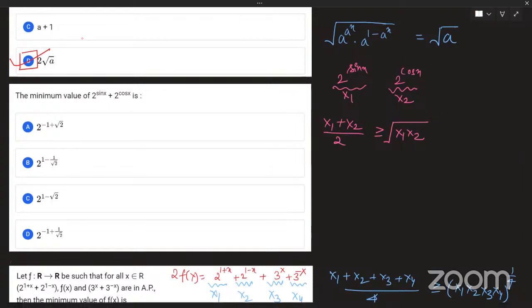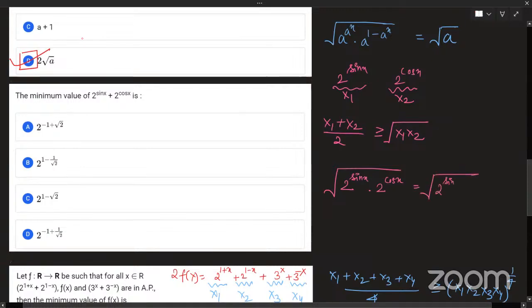Now help me calculate the value of square root of x1 into x2. Can you help me do this? So we have square root of x1 into x2. So it is 2 raised to sin x into 2 raised to cos x. So it is basically under root of 2 raised to sin x plus cos x.